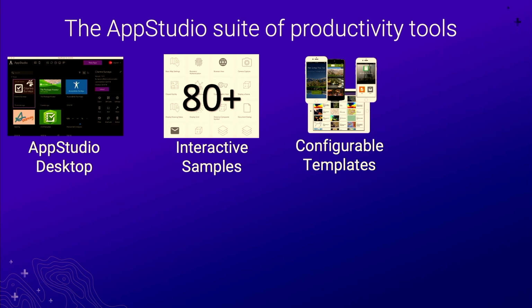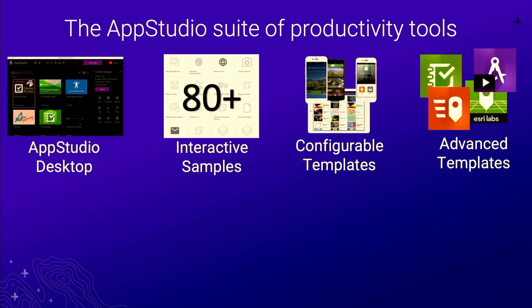We have a number of configurable templates. These are apps that are kind of ready to go. You just need to give them titles, images, some text, and then point them to the mapping services you have running, and you can create an app from scratch. And we'll see a little bit of that later as a demonstration from Erwin.